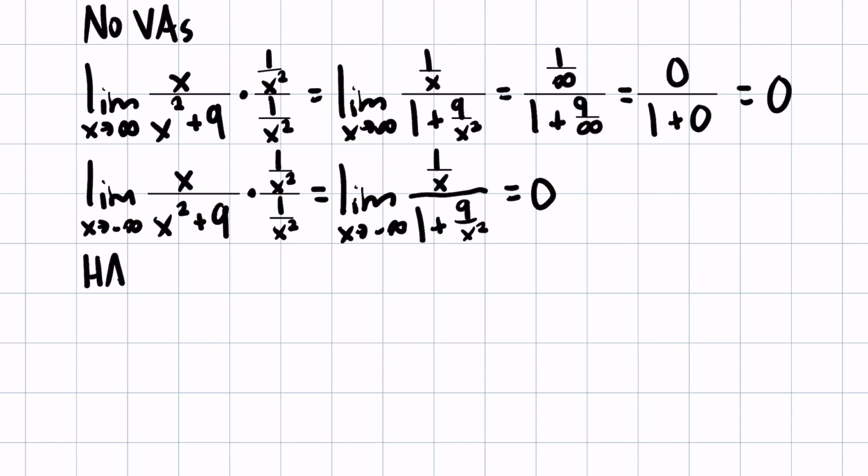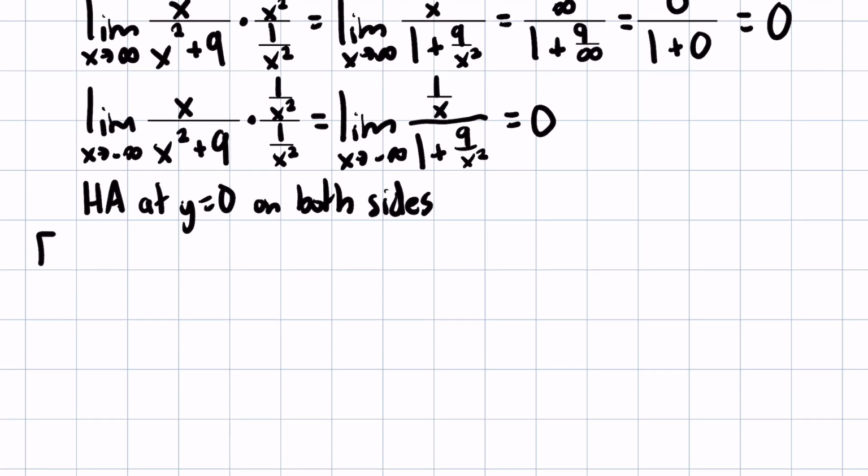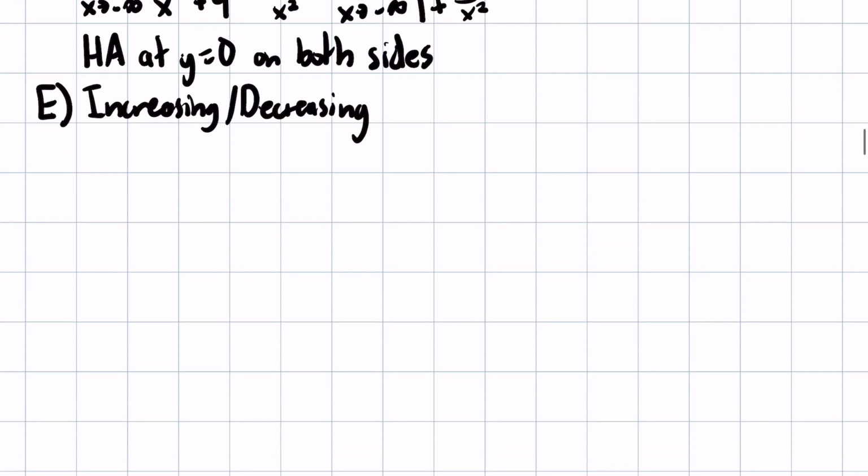So we have a horizontal asymptote at y equals 0 on both sides, right, going towards both positive and negative infinity. The next thing that we want to talk about is where it's increasing and decreasing. To do this, we're going to use the increasing-decreasing test. So, the first thing that we need to do here is we have to find the places where our first derivative could change sign in order to see where it's positive and negative. So that's finding critical points.